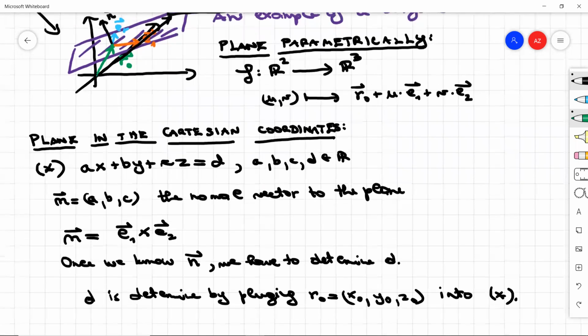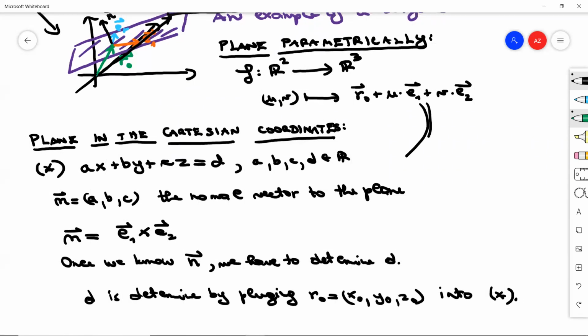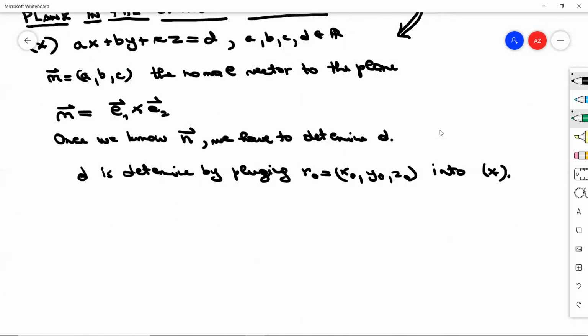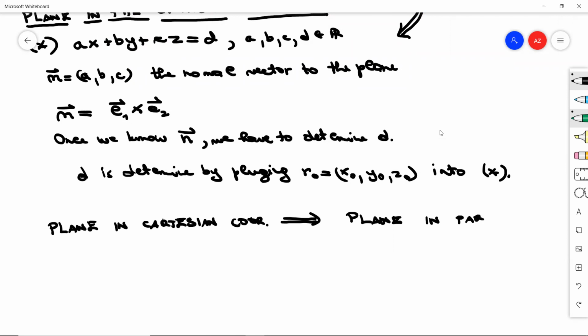This was the plane parametrically into the plane in Cartesian coordinates. What about vice versa? Plane in Cartesian coordinates into plane in parametric coordinates. So plane in Cartesian coordinates, this means that we have ax plus by plus cz is equal to d.